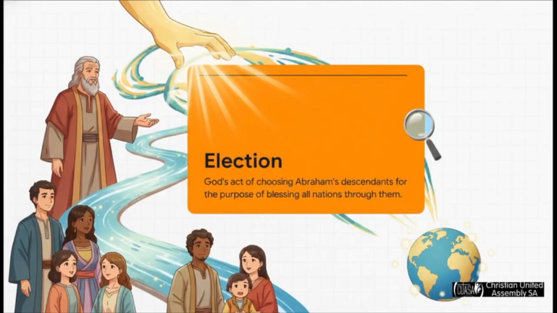First up, we've got election. Now, this isn't about choosing one group for special treatment. In this interpretation, the purpose was way bigger: to pick one family line, starting with a guy named Abraham, to be a kind of channel for a blessing that could eventually reach everybody, all nations.